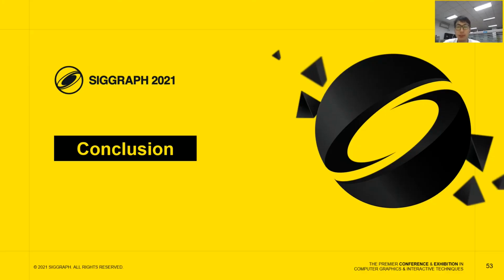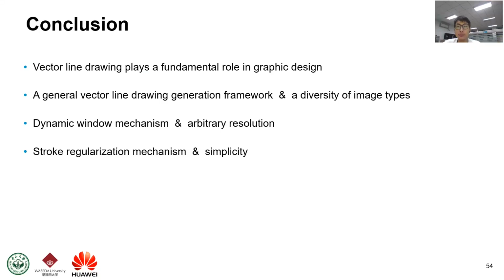At last, I will have a conclusion of my presentation. Given that vector line drawing is fundamental in the field of graphic design, we introduce a general vector line drawing generation framework that works with a diversity of image types. The drawing process is achieved by our proposed dynamic window mechanism so that our framework is able to process images of arbitrary resolution. We also introduce a stroke regularization mechanism to control the simplicity of the output vector images.